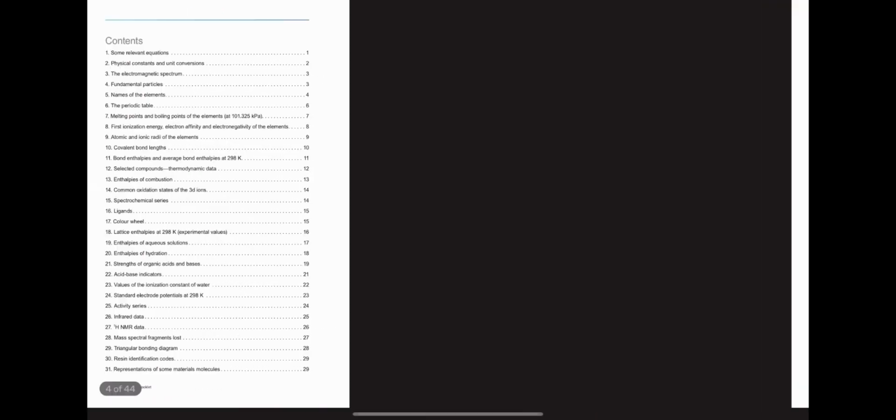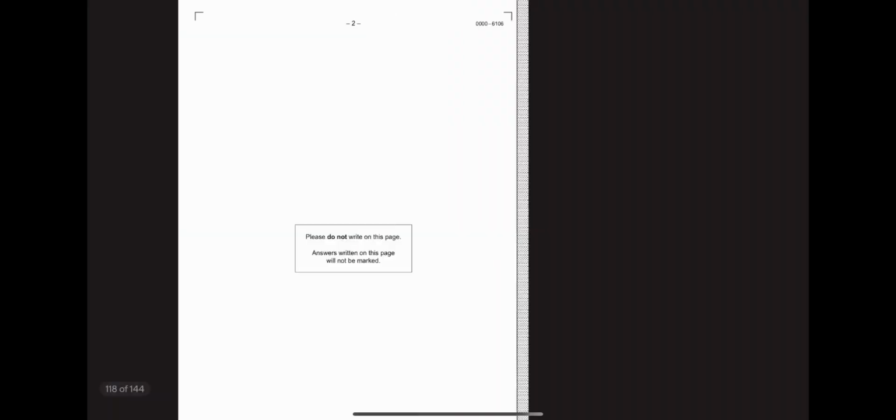So yeah, this paper shouldn't be too difficult. We have our data booklet right here. Remember, you need your data booklet. And yeah, let's get right into it.